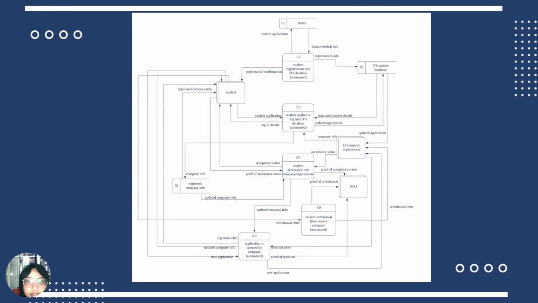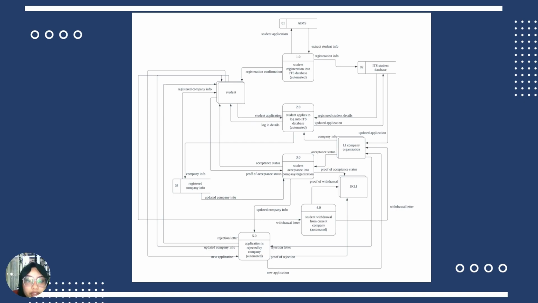This is our DFD. It is made up of 5 processes, which are student registration, student application, student acceptance, student withdrawal, and student rejection. Okay, so first we have student registration. This process is mainly automated. This is where AIMS will extract student info from AIMS, and students will be automatically registered into the database. This process is fairly simple, and this is where we have made changes to the current system.